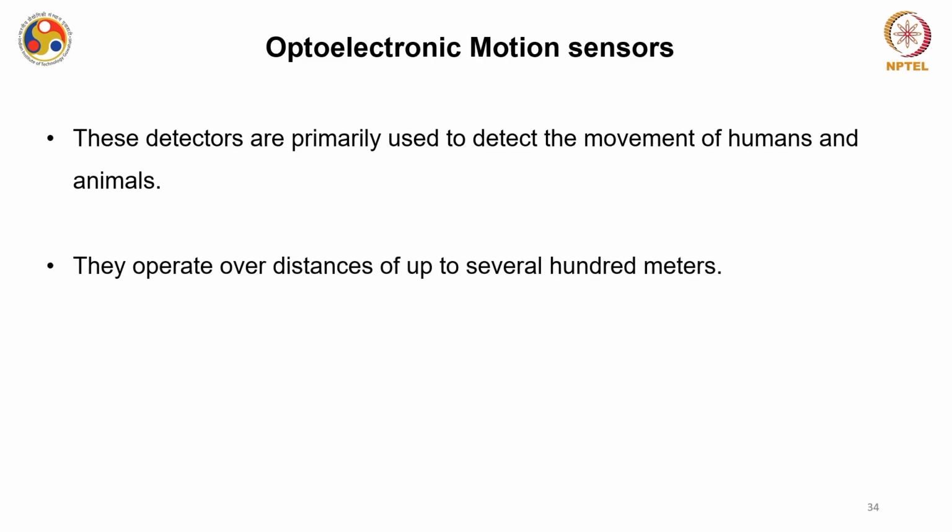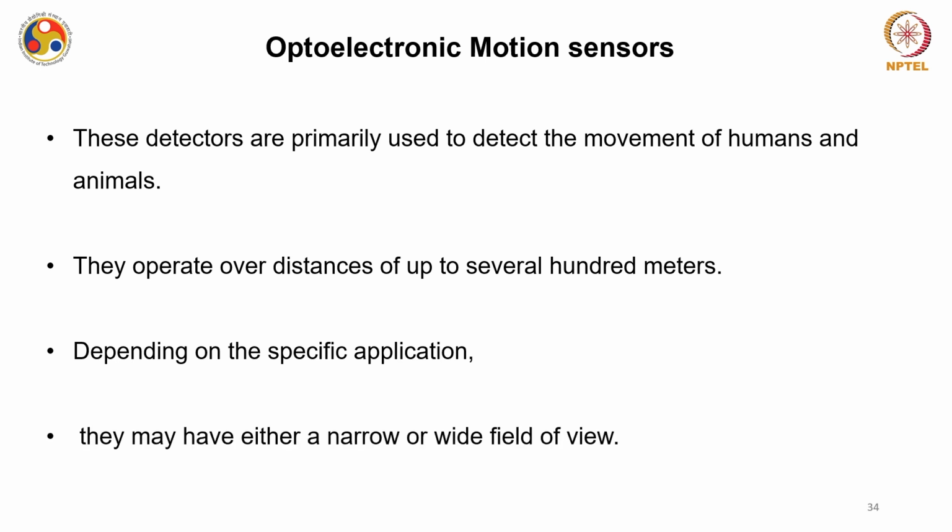These detectors are primarily used to detect the movement of humans as well as animals. They operate over distances of up to several hundred meters, so monitoring and data processing becomes very easy. Depending on the specific application, they may have either a narrow field of view or a wide field of view, depending on your requirement.